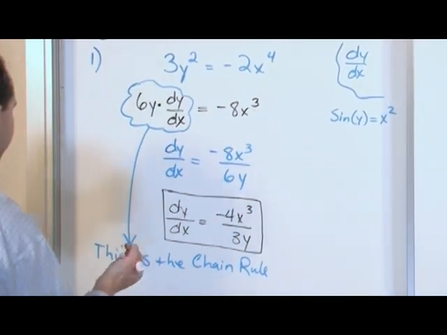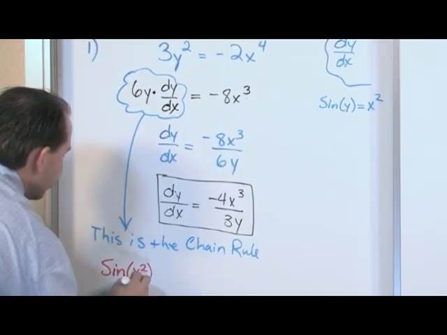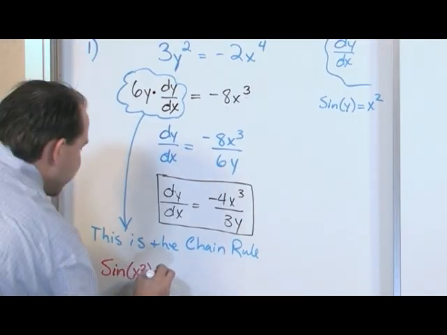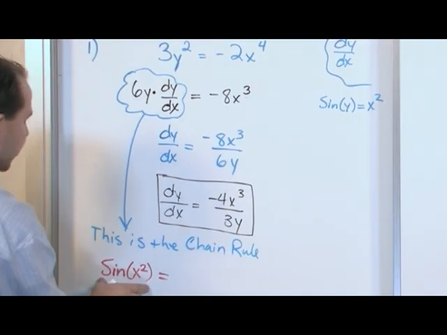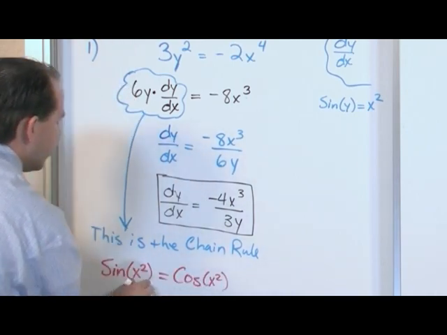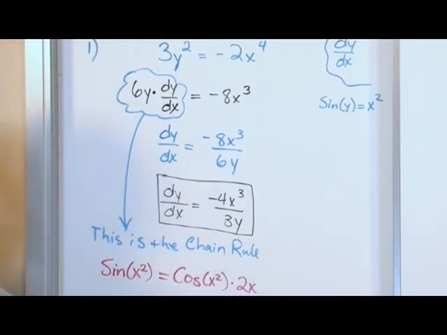Think back for a second, let me change colors here. How do you take the derivative of sine x squared? Well, you know it's the chain rule. You've got an outer function and an inner function, right? So what you do is you take the derivative of the outer function, the sine function, which is cosine x squared, and then you take the derivative of the inside, which is 2x. So it's 2x cosine x squared. That's how you use the chain rule to find this.